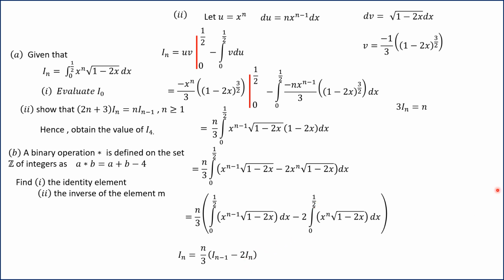Now simplifying that, we multiply both sides by 3 and then distribute the n. We have 3I_n equals n I_(n-1) minus 2n I_n, because I've distributed the n inside. Now we group like terms together. The I_n's, I'll group all of them to the left-hand side. I'm going to have 3I_n plus 2n I_n equals n I_(n-1). That will just give us the proof directly, and this is true only when n starts from what? From 1. Very important to know that.